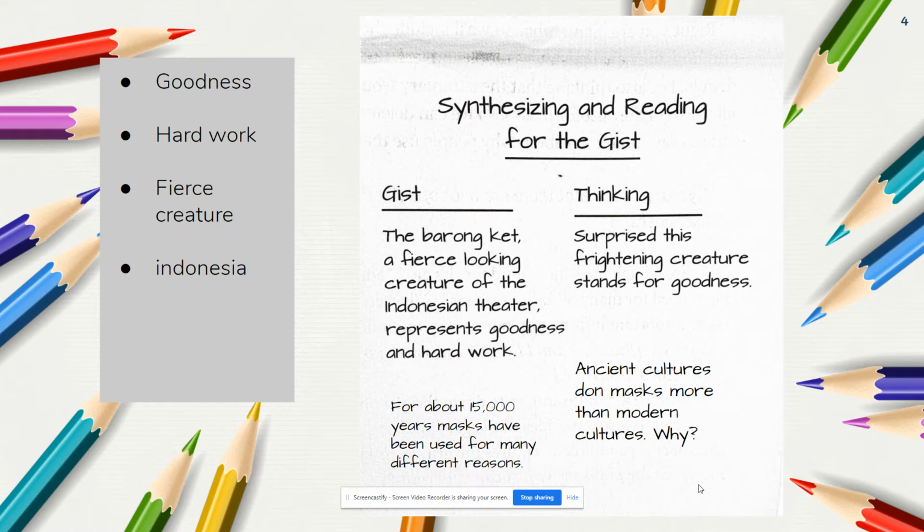I wrote down that the gist of the first couple of paragraphs of the article from yesterday was that the Baron Ket, a fierce-looking creature of the Indonesian theater, represents goodness and hard work. For about 15,000 years, masks have been used for many different reasons.